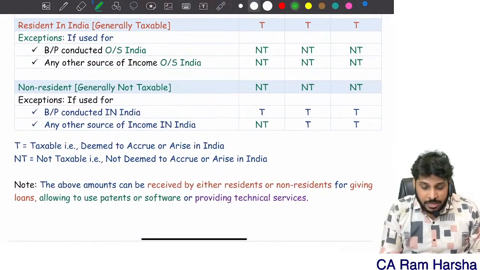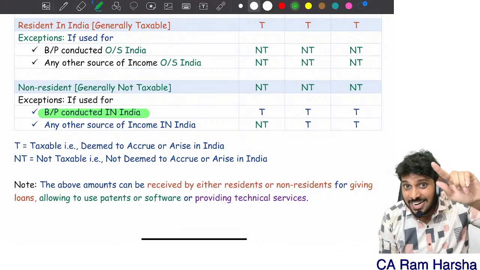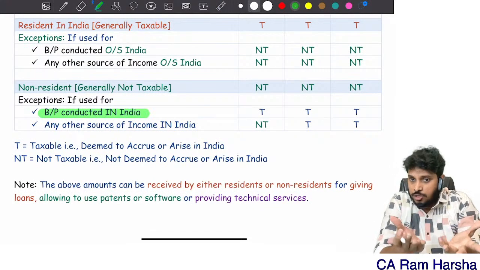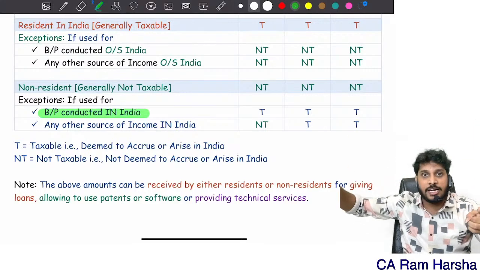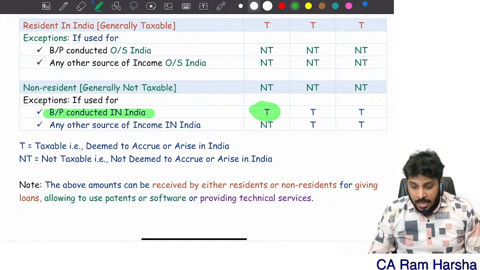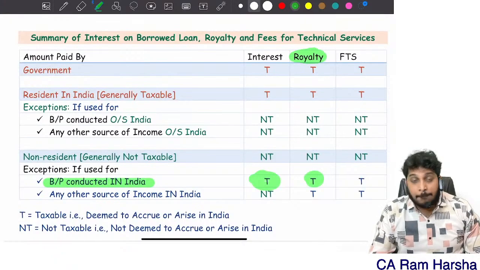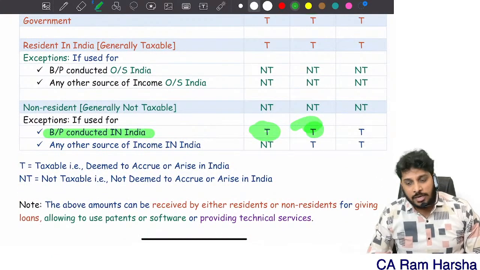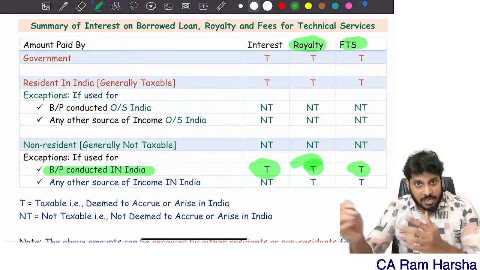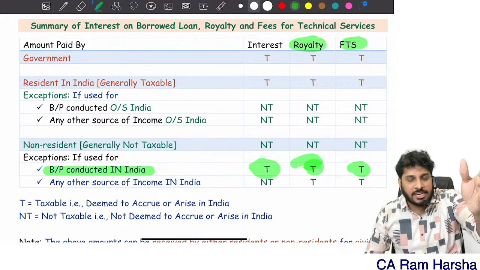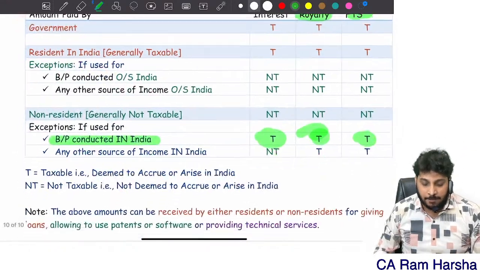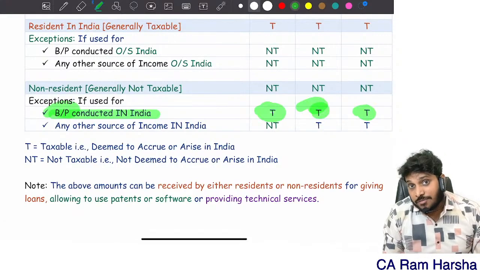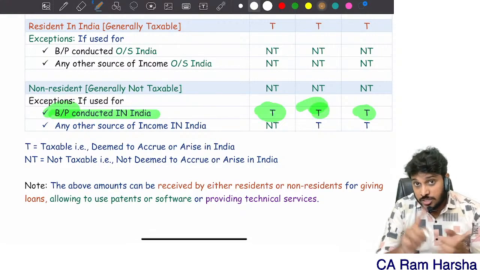Suppose it is used for business conducted in India. I gave a loan to some non-resident, some foreigner, but what is he doing? If that loan is used in India, then taxable. If the royalty patent is used in India, then taxable. If the service is used in India, then the fees I am getting is taxable. Sir, the foreigner is paying, but the service is used in India, the loan is used in India, for business or profession.